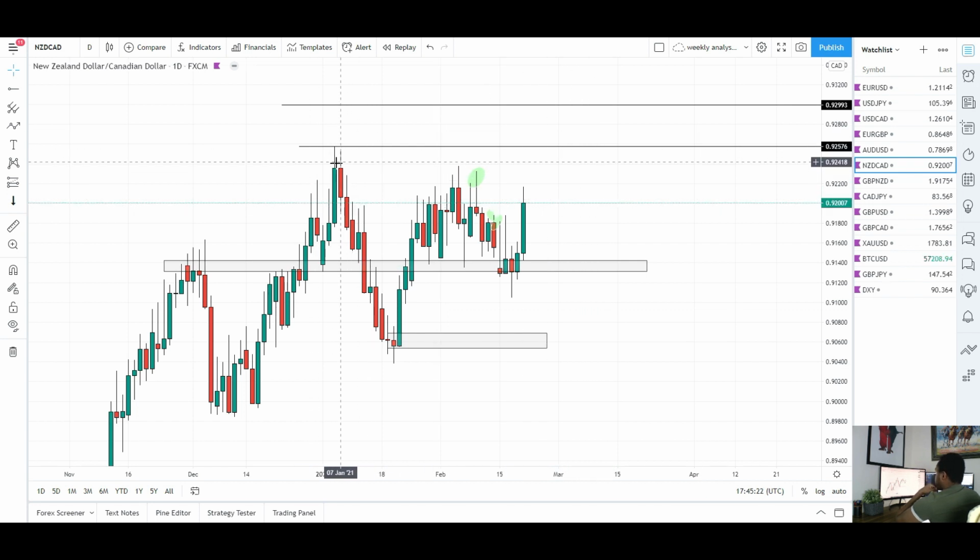I think we're going to come back and tap into those highs. Maybe you can create a higher high and tap into 0.93, but bias is still definitely to the upside for NZD CAD as long as we stay above that area. I think the bigger move is back to the highs and maybe potentially a higher high.